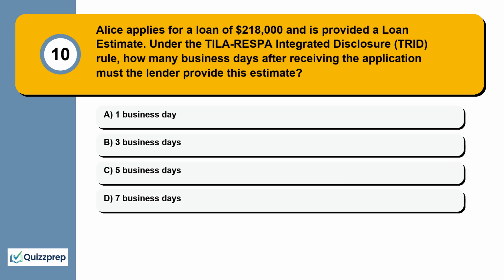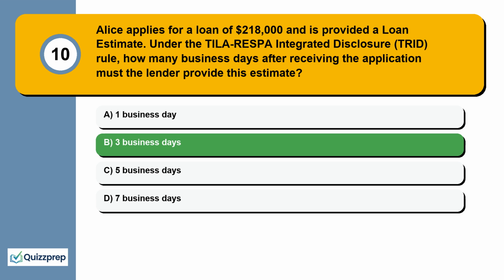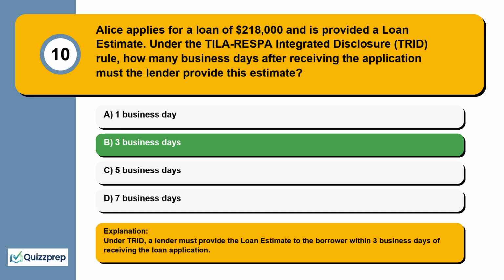Question 10. Alice applies for a loan of $218,000 and is provided a loan estimate. Under the TILA-RESPA Integrated Disclosure (TRID) rule, how many business days after receiving the application must the lender provide this estimate? 1 business day, 3 business days, 5 business days, 7 business days. Under TRID, a lender must provide the loan estimate to the borrower within 3 business days of receiving the loan application.